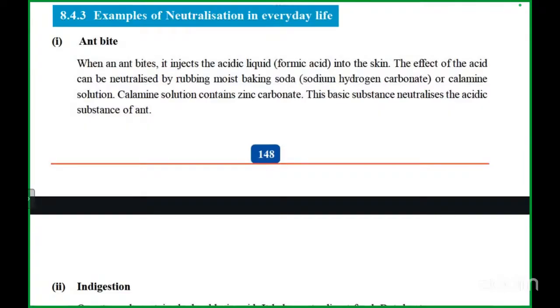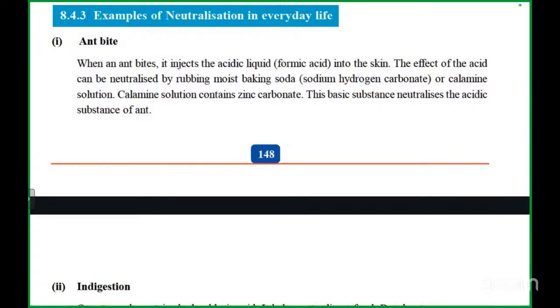So it neutralizes its effect. And the redness that comes on our skin and the slight swelling becomes normal once again. Our skin becomes normal. Now calamine also is applied.